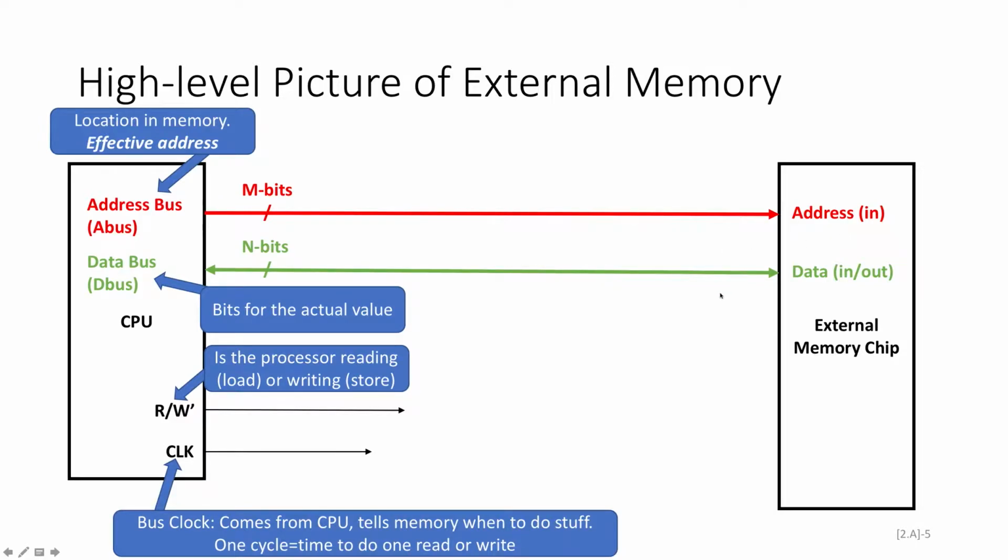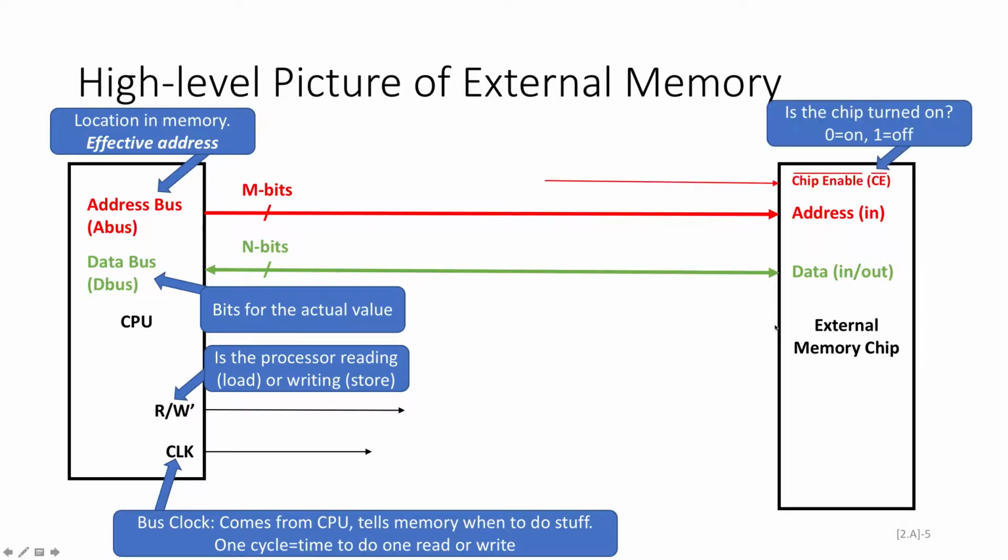And then the data bus is going to be both an input and an output for the external memory chip. It's an input when the CPU is doing a write, because the CPU is going to transmit data across this data bus and store it in the memory chip. And it's an output from the memory if the CPU is doing a read, because the memory chip is supplying that data.